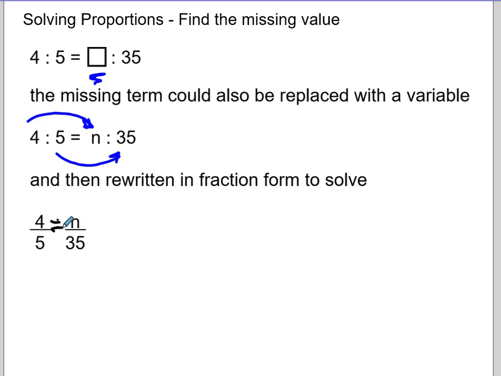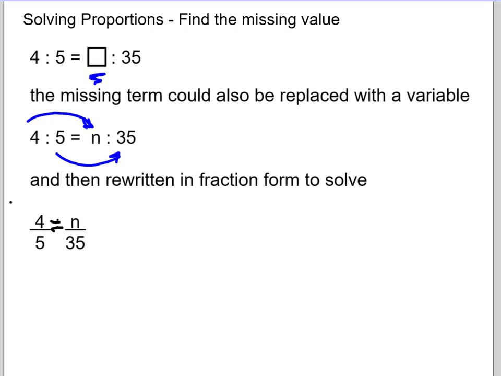Okay, I'm just going to change that to an equal sign there. That was just two little dots. So if I have 4 to 5 equals n over 35, we can use our simple equations knowledge to try and isolate that n value.